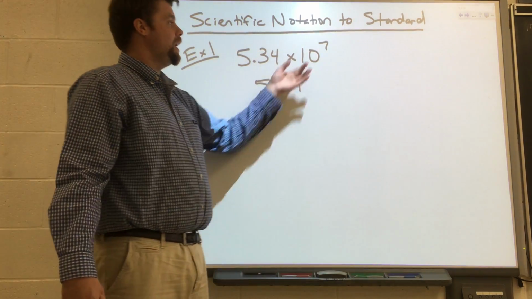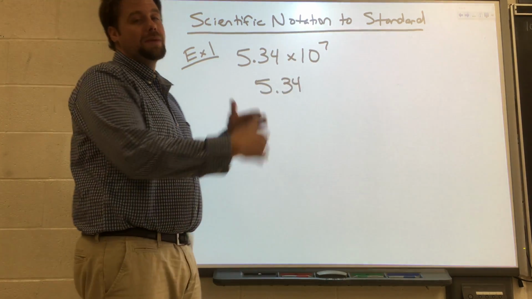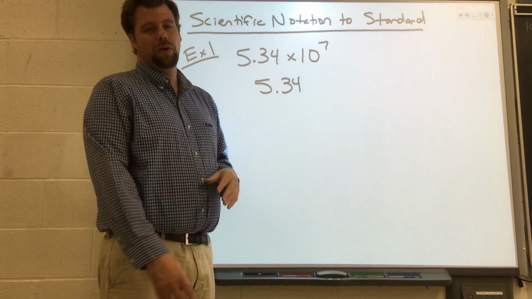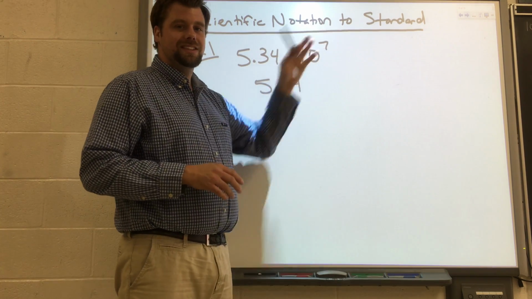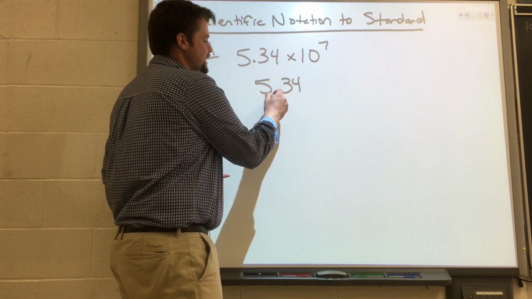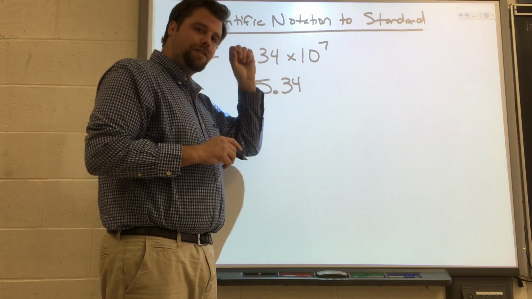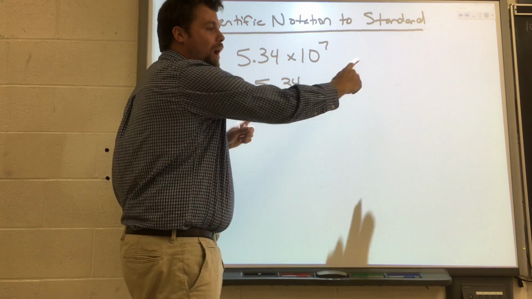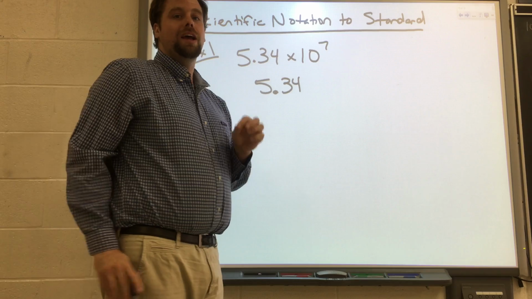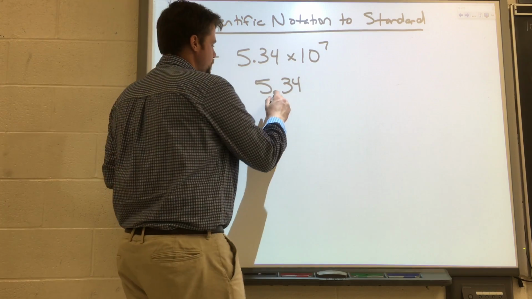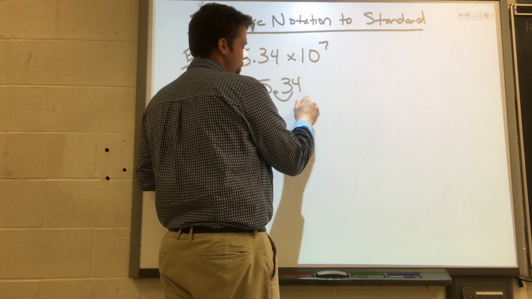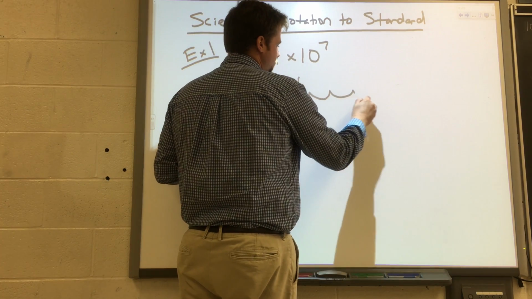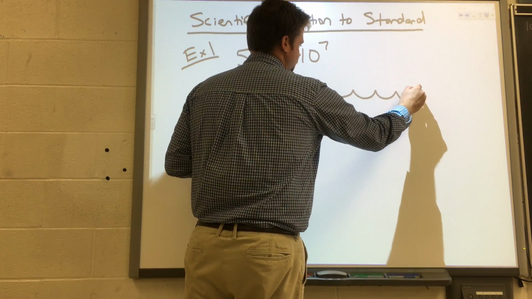Also, think of it this way. Positive exponent means really big number. If it's a negative exponent, you're thinking really small number. So in this case, it's 10 to the 7th power. That means this decimal place is going to move 7 places to the right in the positive direction and make a bigger number. So 5.34, we're going to move it 7 places. 1, 2, 3, 4, 5, 6, 7.